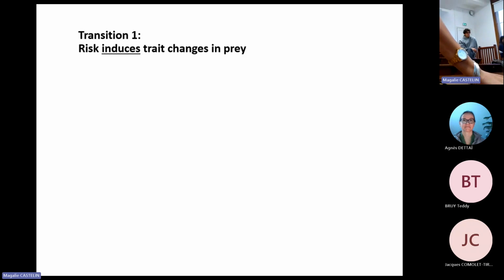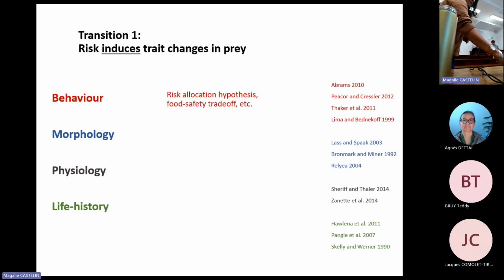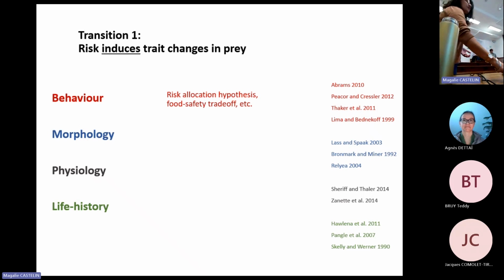And so in that first transition, the transition I've already showed you with my empirical work, it's been supported forever by ecologists and physiologists and behavioral ecologists for ages, right? So risk can induce trait changes in prey. I've seen it, so have many people. And they do all sorts of things, right? We've got behavioral hypotheses associated with that, like the risk allocation hypothesis or the food trade-off hypothesis.